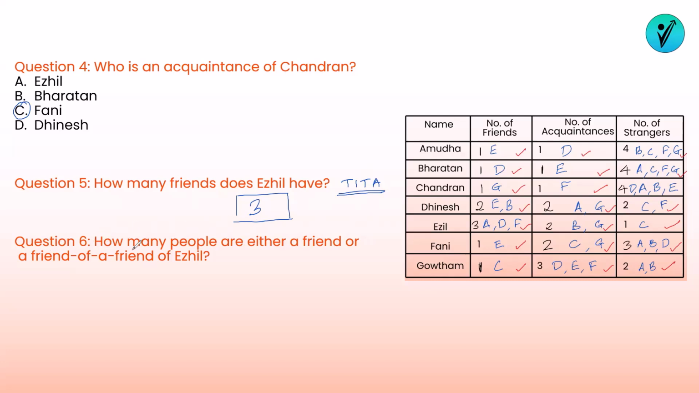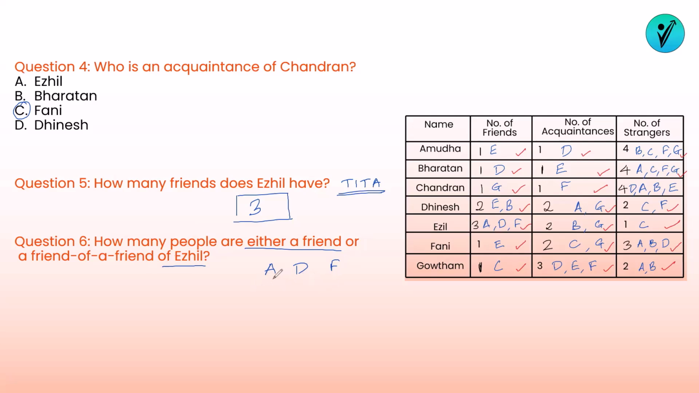And question 6, how many people are either a friend or a friend of a friend of E? Now let's understand the question once again. How many people are either a friend of E, let's see how many are friends of E. Friends of E are 3, that is A, D, and F. Or a friend of a friend of E. So friends of E we have found out. Now friends of these people also are to be considered.